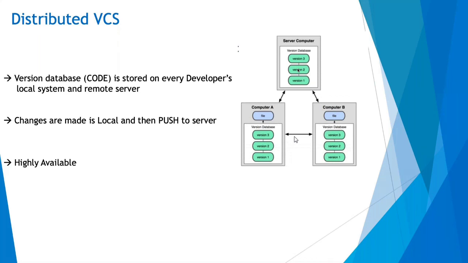If somebody's system is corrupted or the centralized location is corrupted, right? Then this case helps you. So this is what it is: distributed version control system. The version control database is stored in every developer's local machine and a remote location. Changes are made in local and then pushed to the server usually. And this is for high availability. High availability in the sense, even though something goes wrong, you won't have to fear. You can get it back. So that's all it is, team.